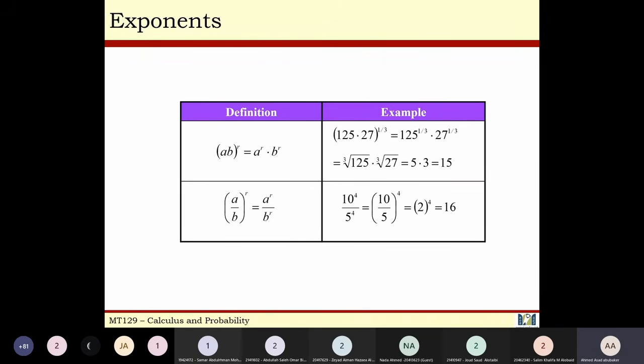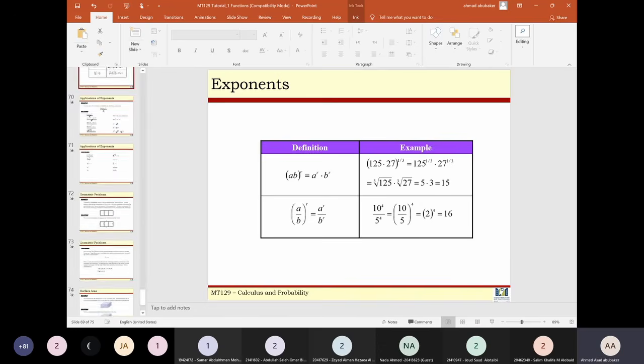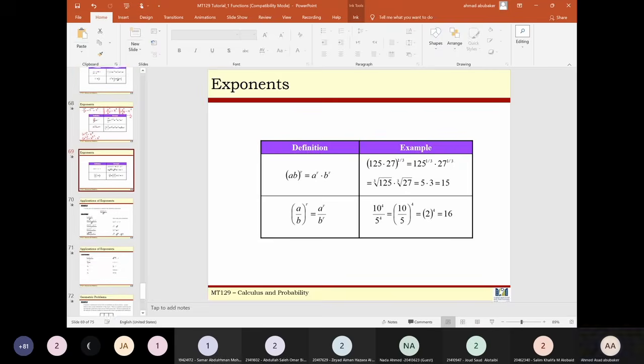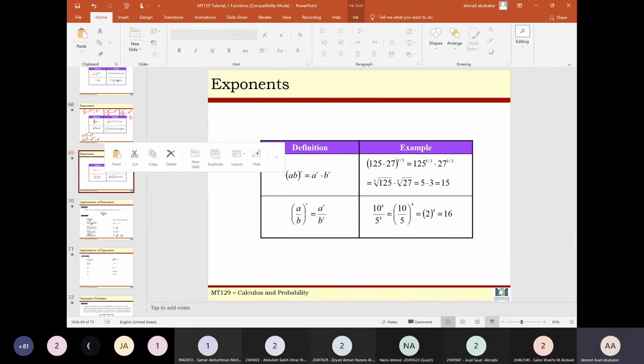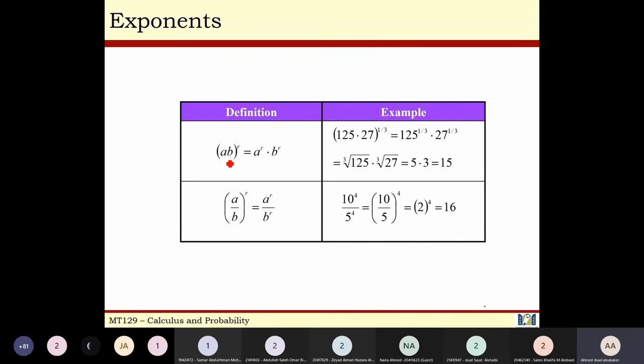If we have exponent for different terms, we can distribute the exponent for the A and the B.